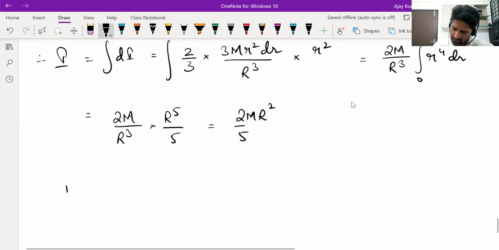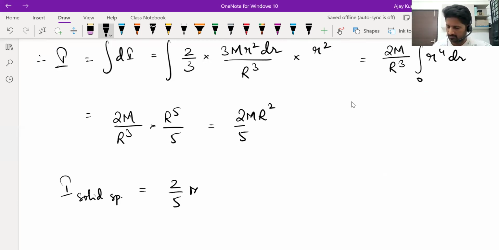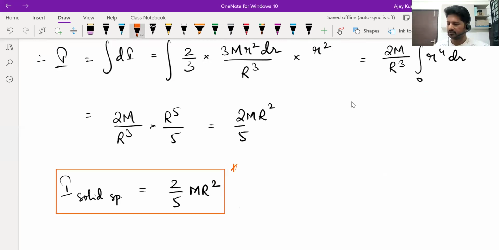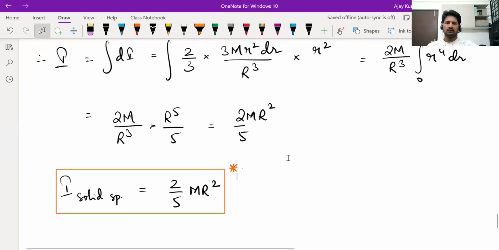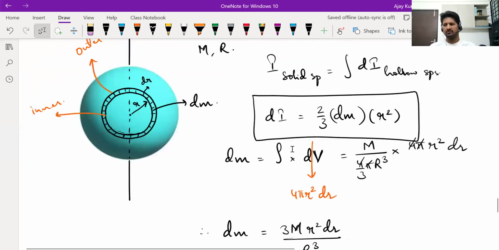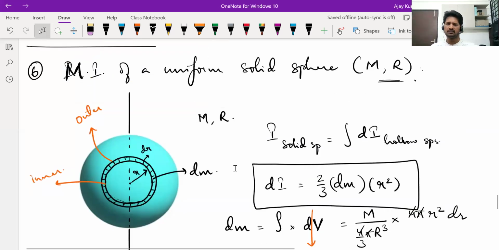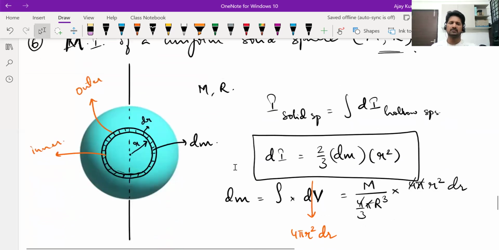So the moment of inertia of a solid sphere about an axis passing through its center becomes 2 by 5 mR square. For a hollow sphere, it is 2 by 3 mR square. For a solid sphere, it is 2 by 5 mR square. Had you treated it as a collection of disks, you would have gotten the same answer, but the procedure would have been lengthy, because expressing the volume of a disk in terms of dr will require some extra steps. It's much easier this way. In center of mass also, it was easier to take the sphere as a collection of hollow spheres.